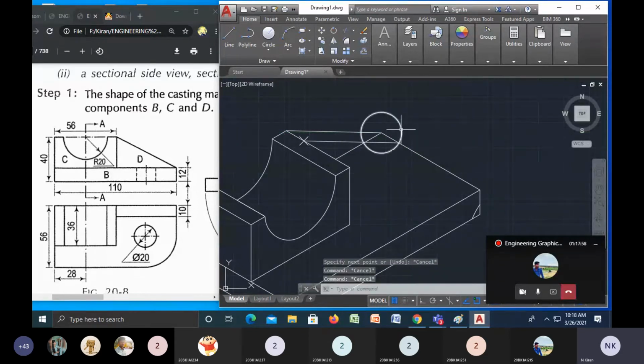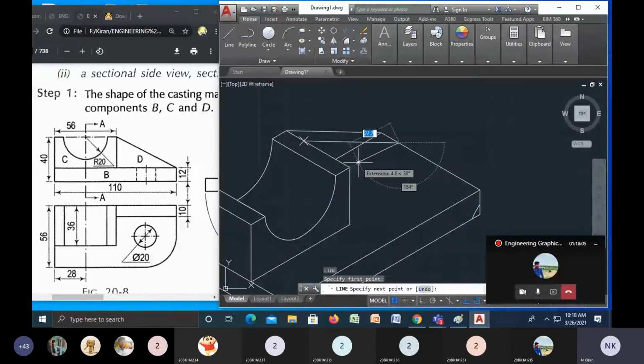Okay, I will delete this circle. Now again L enter. From this point I have to join up to here. So what is the angle I have to take? Apart from this one, the total length is 110 and minus 56. So what is the value I have to take? 54. Okay, shift at the rate and 54 and angle downside 210.